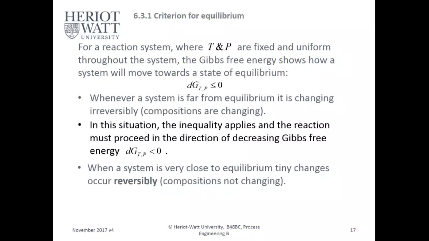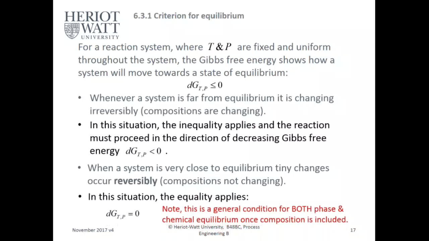When a system is very close to equilibrium, tiny changes occur reversibly. So let's say you're at equilibrium for the Haber process, you're converting N2 plus 3H2 to NH3, but you're also converting it slightly back, even though it's thermodynamically very difficult, because it doesn't fully convert. It's kind of in a transition state. Just a chemistry note, to be honest. In this situation, the equality applies.